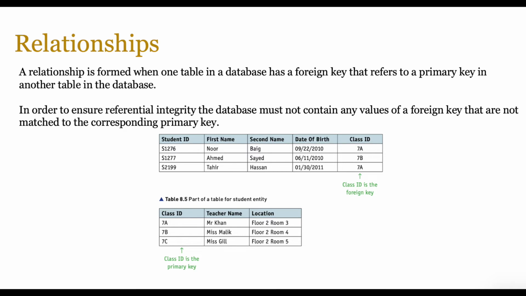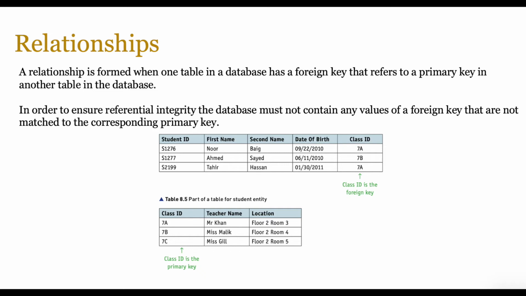If you're looking at the example of the student and the class, which is on screen, the class table has a class ID, a teacher name and a location. In the student table, the student belongs to a particular class. So you're linking it to that particular table by ensuring that class ID acts as the foreign key as well.